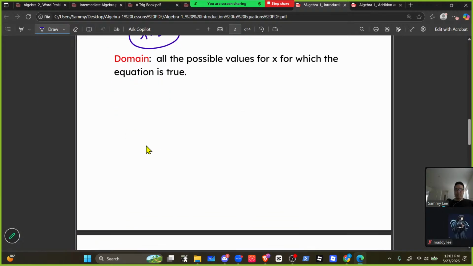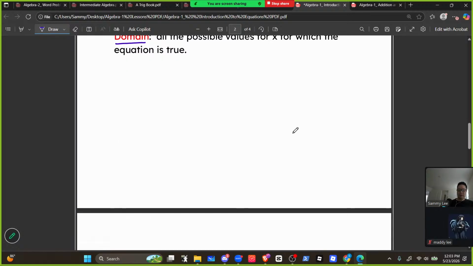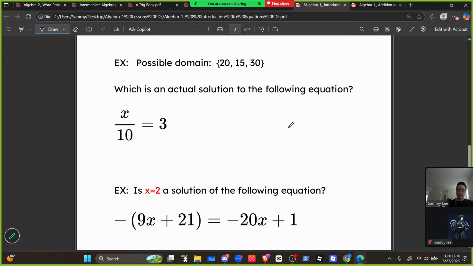One word or term you need to be aware of is called a domain, and that's basically all the possible values for x for which the equation is true. Okay, it's a very important concept. So here we have an example where it gives us a possible domain of 20, 15, and 30, and it's asking which is an actual solution to the following equation. So in this case, all you're going to do is plug in each value 20, 15, and 30 and see if you get a true statement for each of them. So go ahead and do that for me and let me know when you're done.